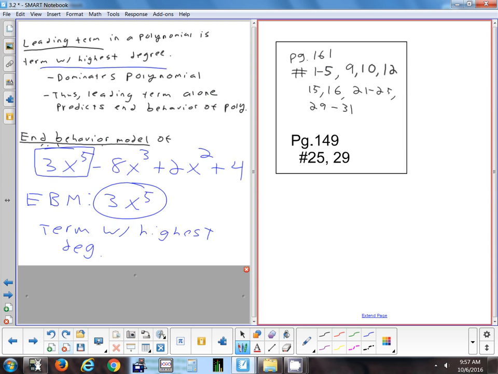Okay, so the homework tonight, it's the two problems that we didn't get to last night on increasing and decreasing. Okay, those are pretty quick on page 149. And then the rest of that will focus on continuity, intermediate value, and end behavior models. Okay, so on page 161, I want you to try 1 through 5, 9, 10, 12, 15, 16, 21 to 25, and 29 to 31.